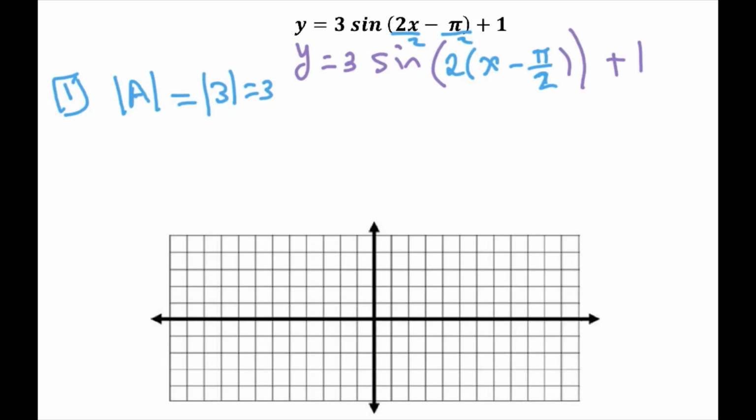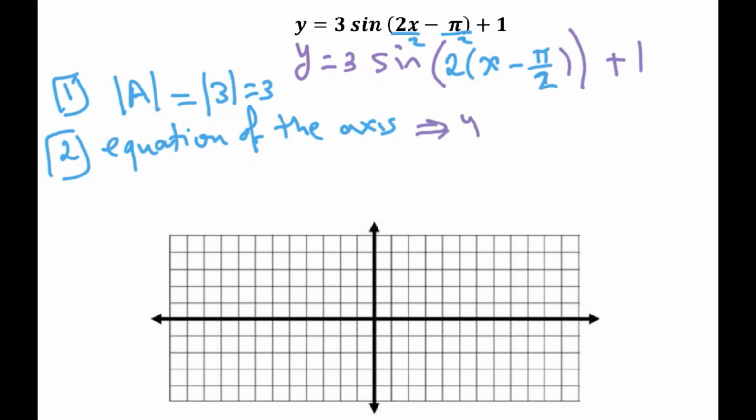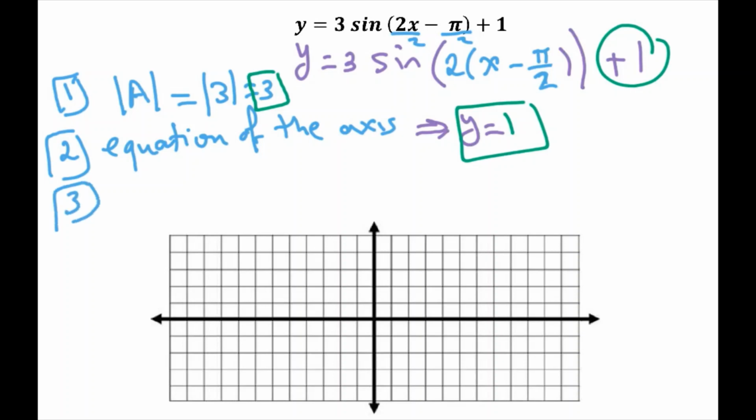Now, by doing this, we know that number 1, amplitude equals the absolute value of 3, which is equal to 3. That's the amplitude. Number 2, we need to find the equation of the axis. The equation of the axis is basically y equals k. K in this case is 1. That's number 2. So this is 1, this is 2. Number 3, we need to find the maximum and the minimum. What is the maximum? The maximum point is the k plus the amplitude, which is 1 plus 3, which is 4. And the minimum is k minus the amplitude, which is negative 2. So the maximum point will be 4, the minimum will be negative 2.